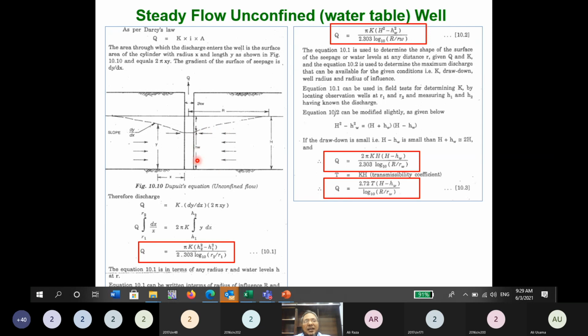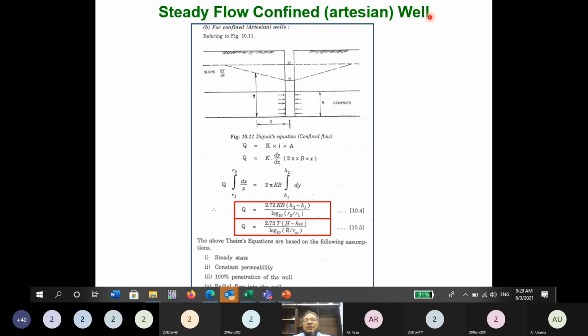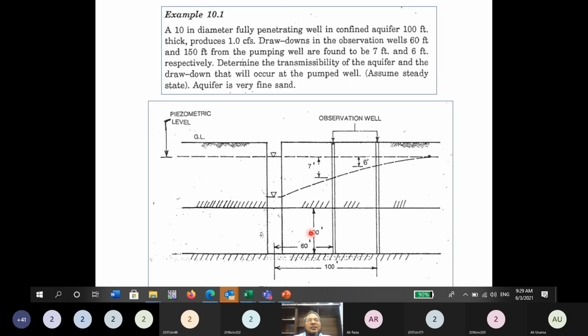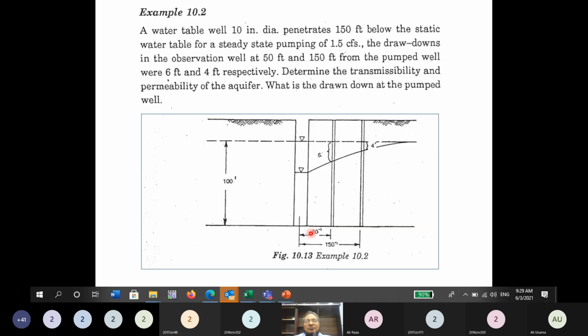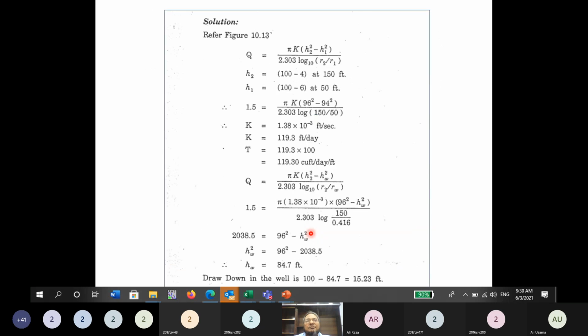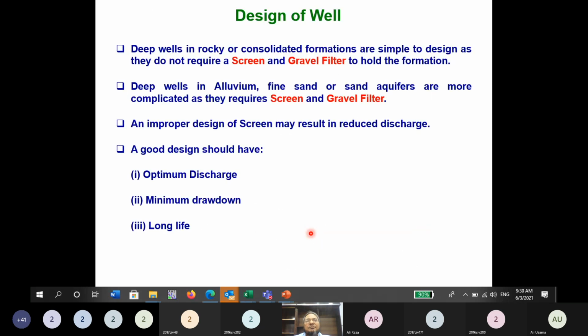this is the head at the well, and R is the radius of influence, and RW is the radius of the well, and this is the equation. And steady flow in a confined aquifer has this equation: 2.72 T (H minus HW) over log10 R over RW. So we don't want to go in depth, and this is a numerical which I am leaving, and this is the second problem. We just want to have the concepts because of the less time.